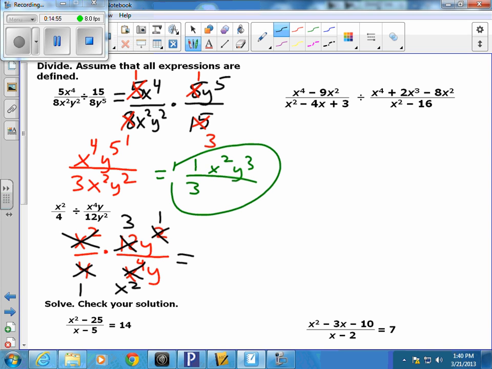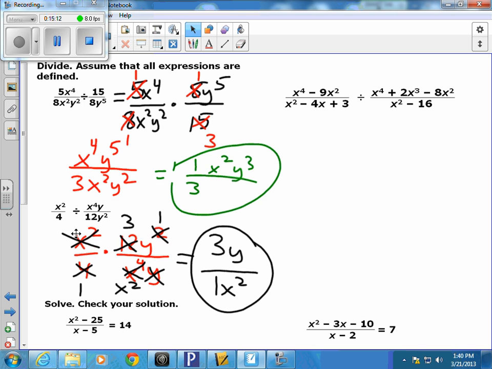Okay, multiply everything across. So multiply the top, we got basically 3 times y to the 1st, or 3y. The bottom is 1 times x squared, because the y on the bottom was canceled. So you should get 3y over 1x squared.